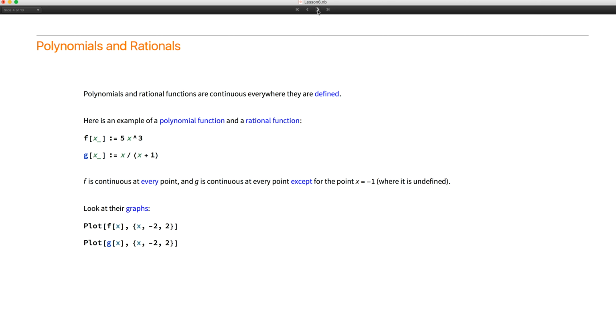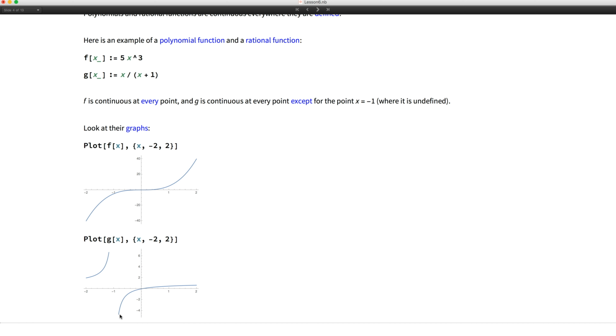Okay, so some simple examples. So polynomials and rational functions are continuous wherever they are defined. So here's a polynomial f of x and a rational function g of x. F is of course continuous at every point, but g is continuous everywhere except at -1 where the denominator is 0, so it's not defined. So here's a plot of f of x, nice and continuous, and a plot of g of x which has a problem, a discontinuity at -1.